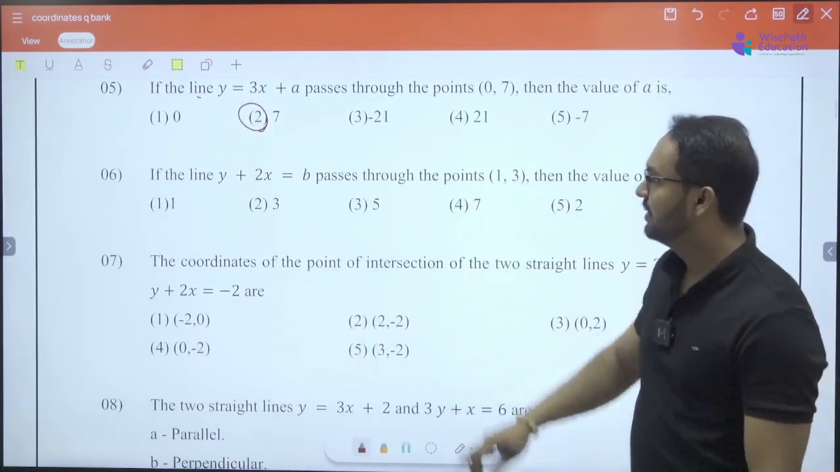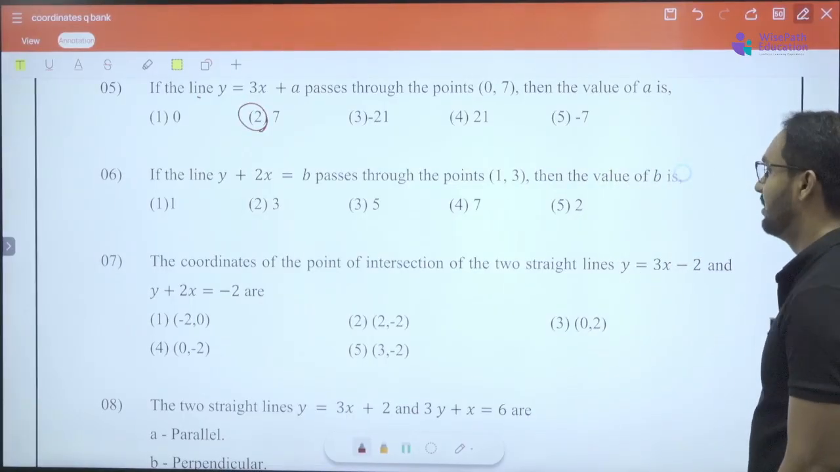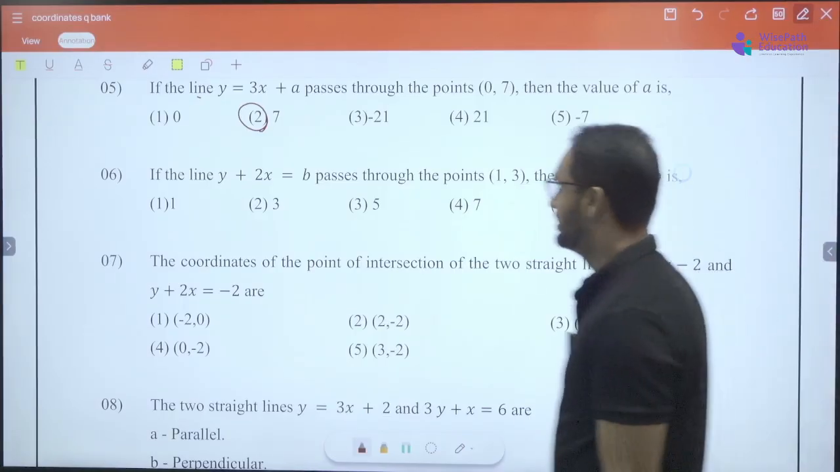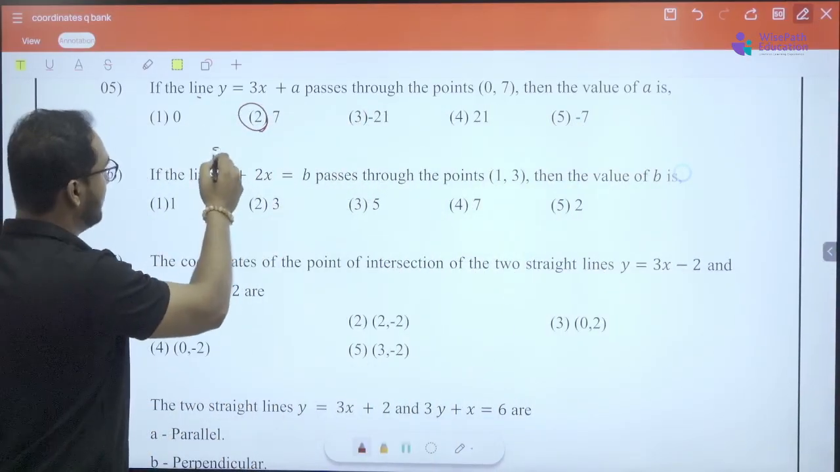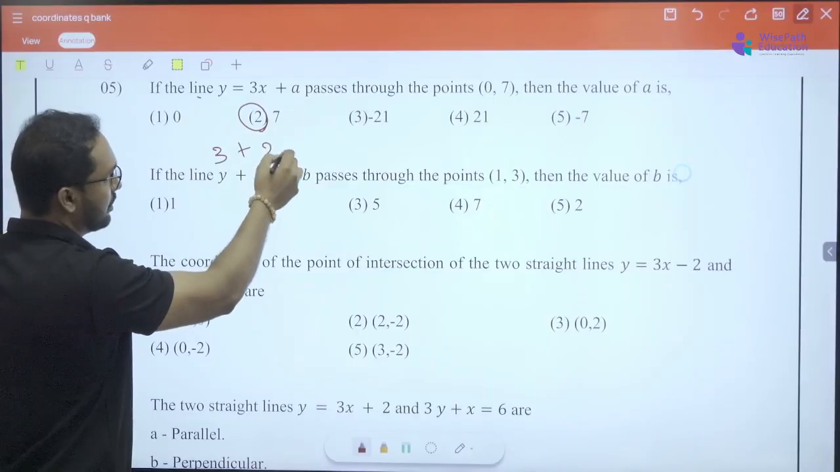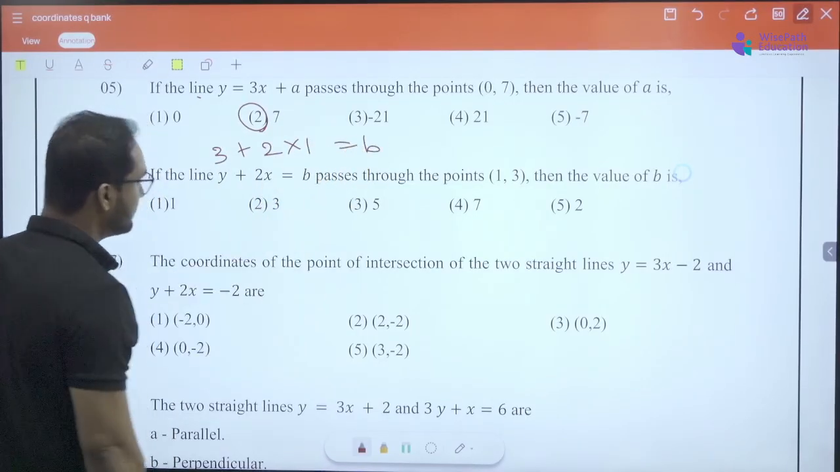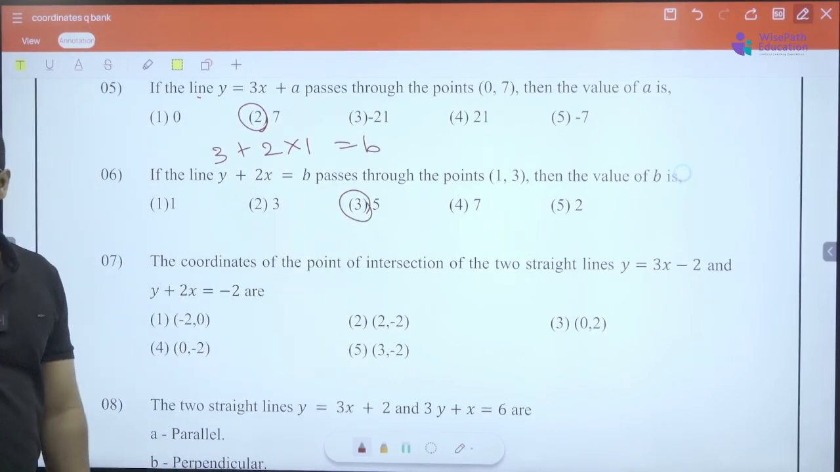If the line y plus 2x equals b passes through the point 1 and 3, then the value of b. What do you do? You apply the x and y. Simple. So apply it here. y is 3 plus 2 into x, which is 1, should be equal to b. So that should be 5, isn't it? 3 plus 2 is 5.